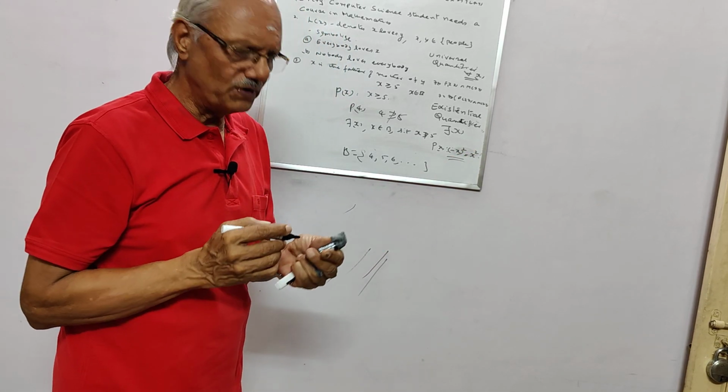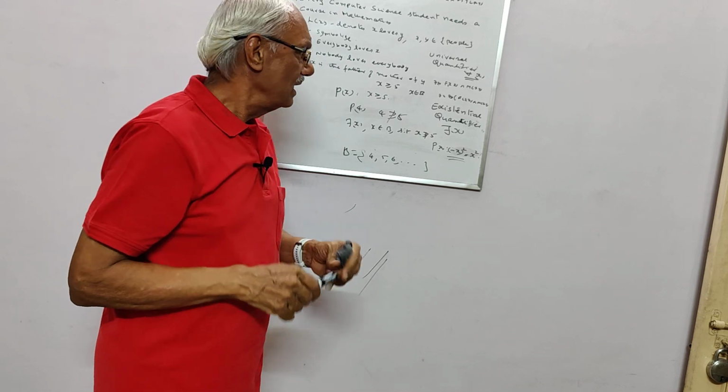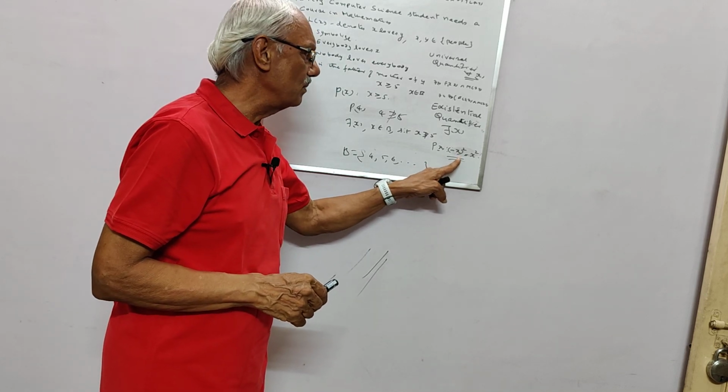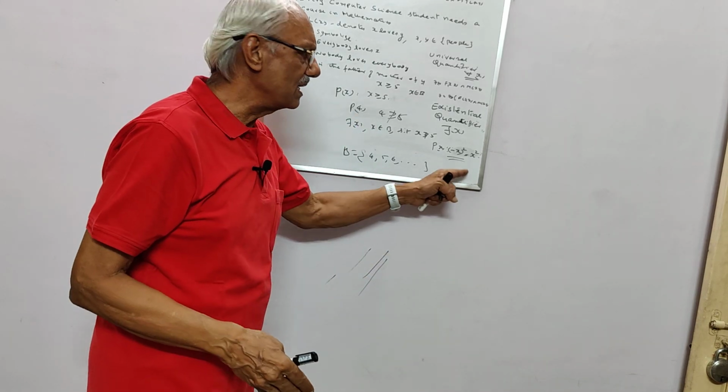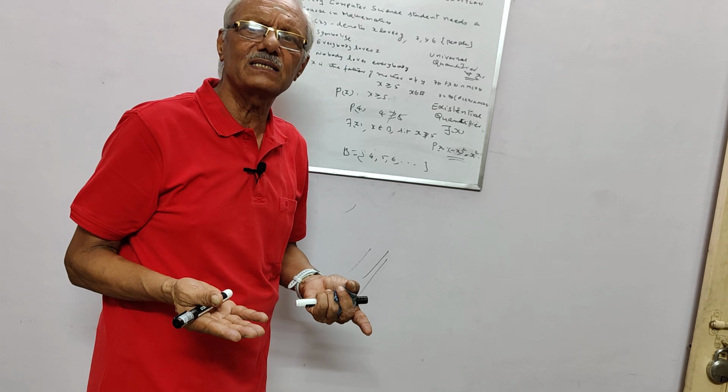So what is my propositional function here? P of xy means what? P of x means what? X is a number which has the property that (minus x) whole squared is equal to x squared. Is this a correct statement? Yes, it is a correct statement.